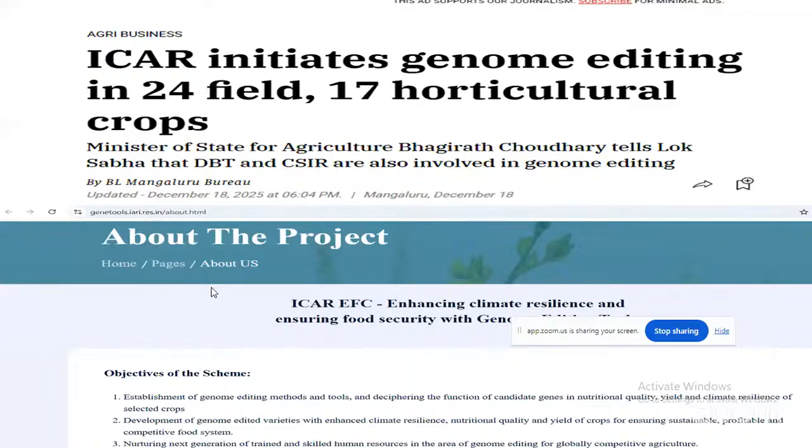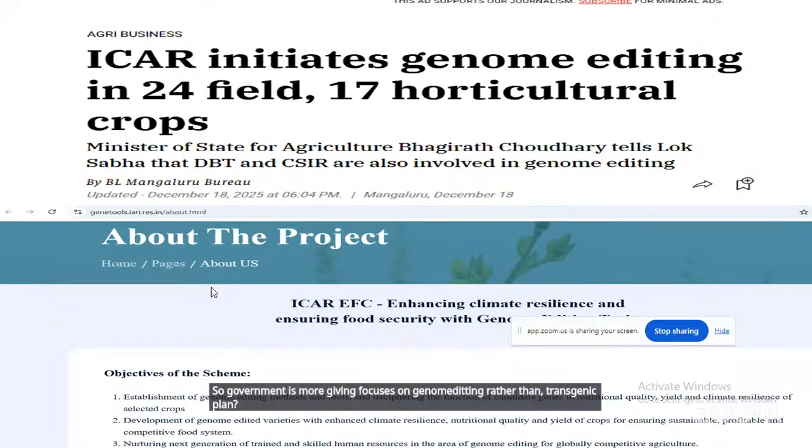So here I want to just highlight that I have given different examples, चाहे वो CRISPR-Cas हो या फिर जीन ड्राइव टेक्नोलॉजी हो. मैं क्यों इसकी बात कर रहा हूँ? This is one example. I think on December 18, 2005, ICAR initiated genome editing. So the government is giving more focus to genome editing rather than transgenic plants.